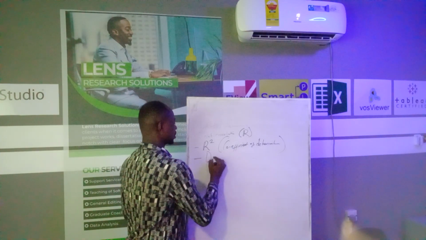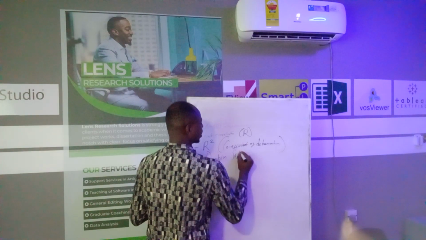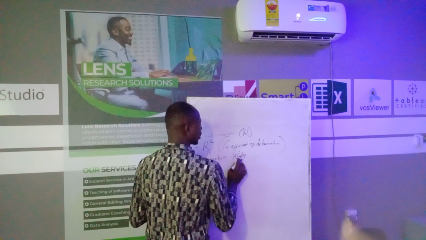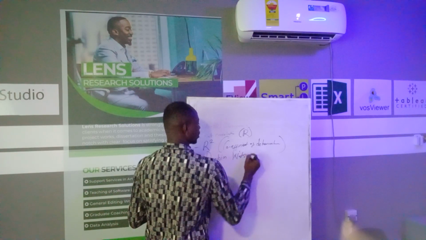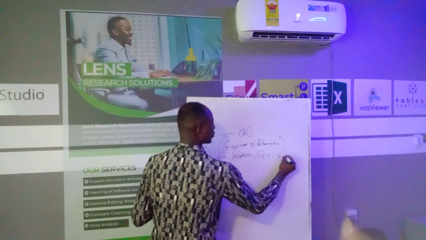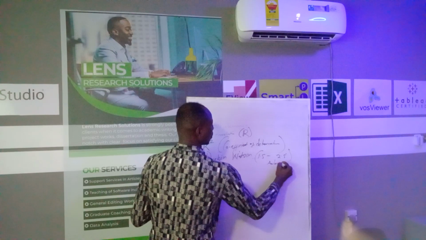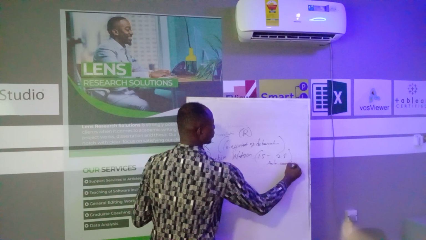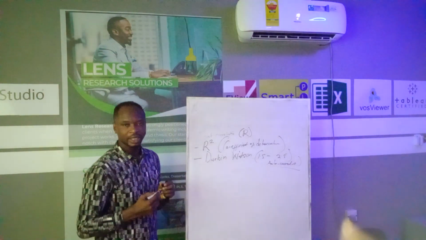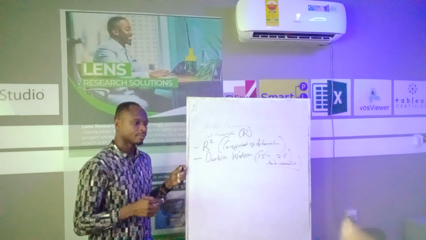Then, as usual, you check your Durbin-Watson. In fact, it should have been the first thing to talk about. And I told you that it should fall between what? 1.5 to 2.5. It tests for autocorrelation or serial correlation. So these are the three key issues that you have to consider in your model summary.